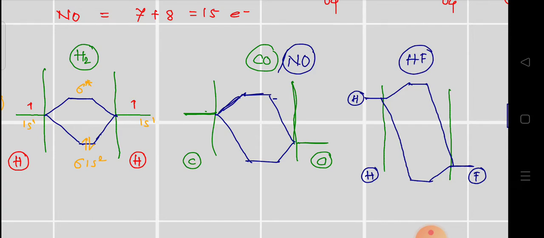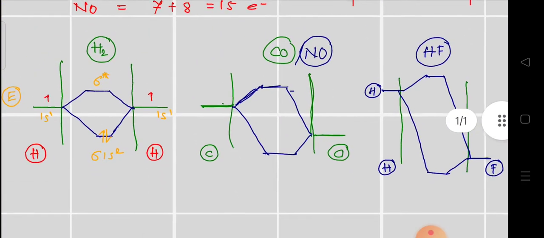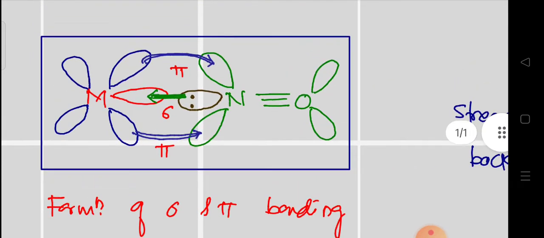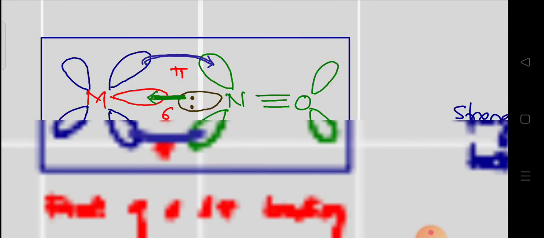In the case of HF, there is a very large difference between the two elements. That's why a very unsymmetrical MO diagram appears. So NO and CO belong to the second category of MO diagram. This is the structure and bonding in metal nitrosyl complexes.